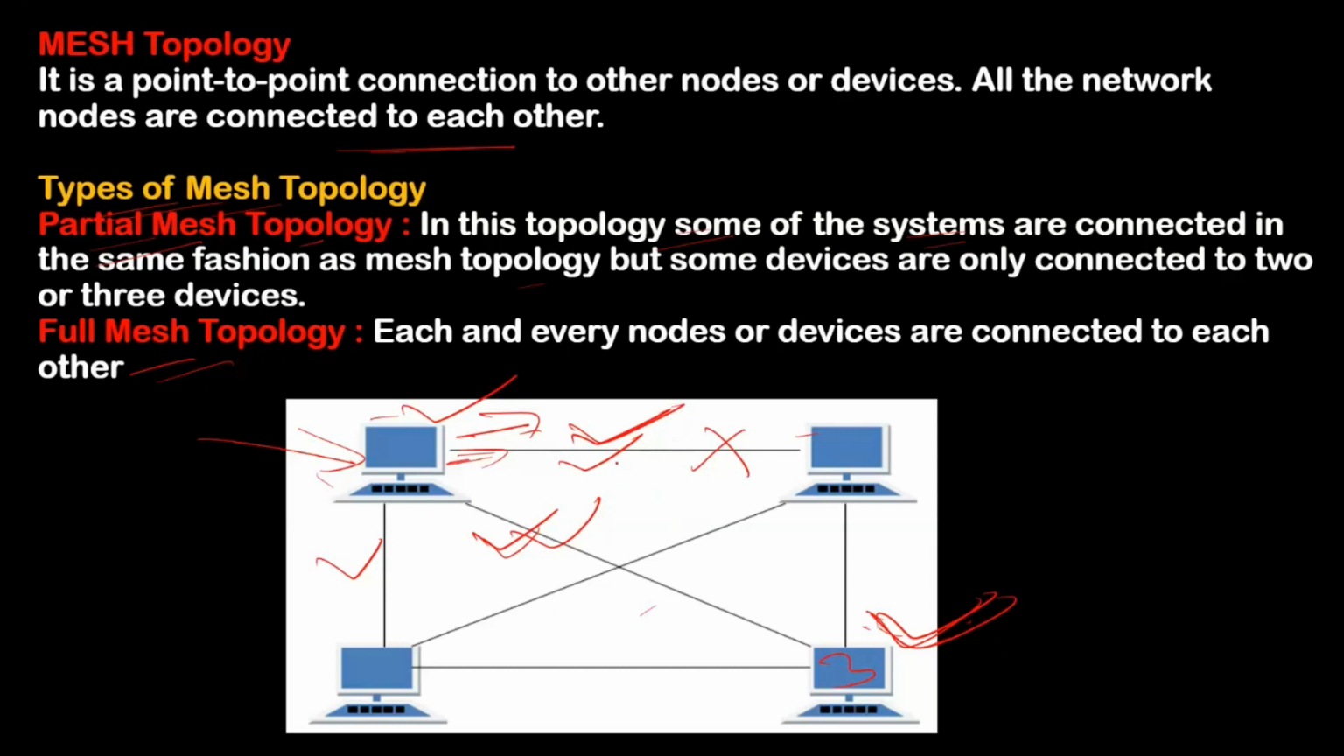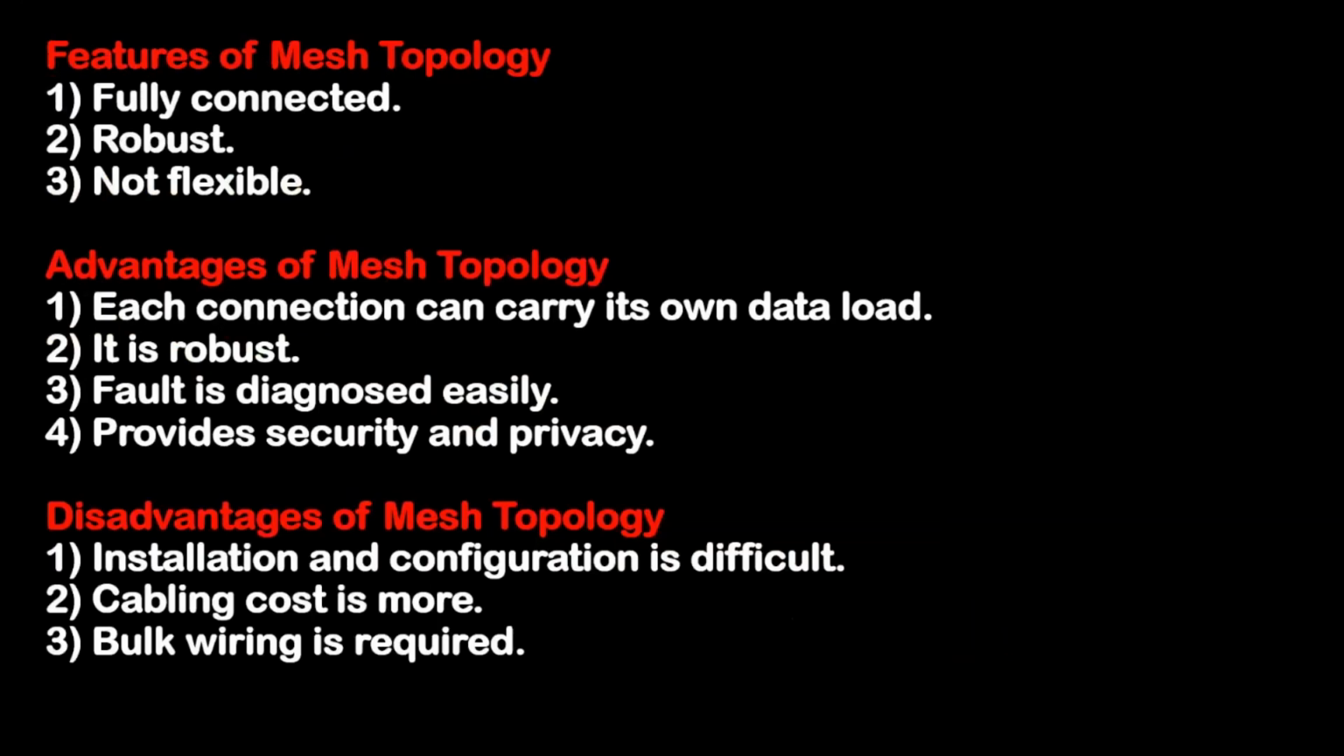Means some are connected like mesh topology, and some are connected with only two or three nodes. So this is partial. If each and every node or device is connected with each other, that means this is full, right? So this is a mesh topology. A feature of mesh is that it's fully connected, means every device is connected with each other. It's robust. Means if any one or two cables break down, your network will not give you any downtime. It will work smoothly.